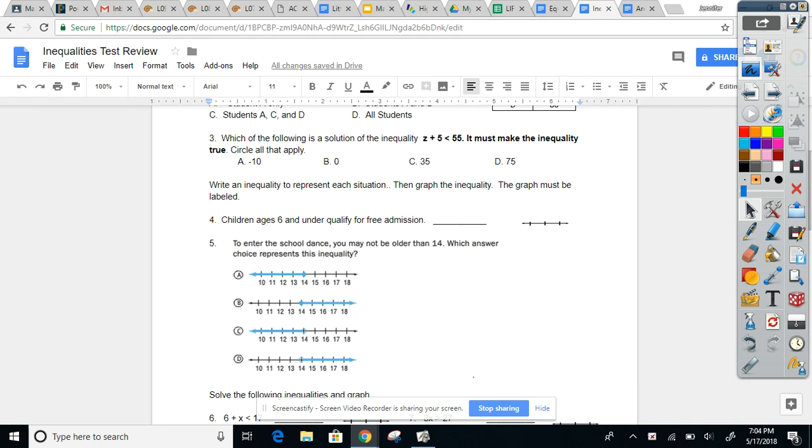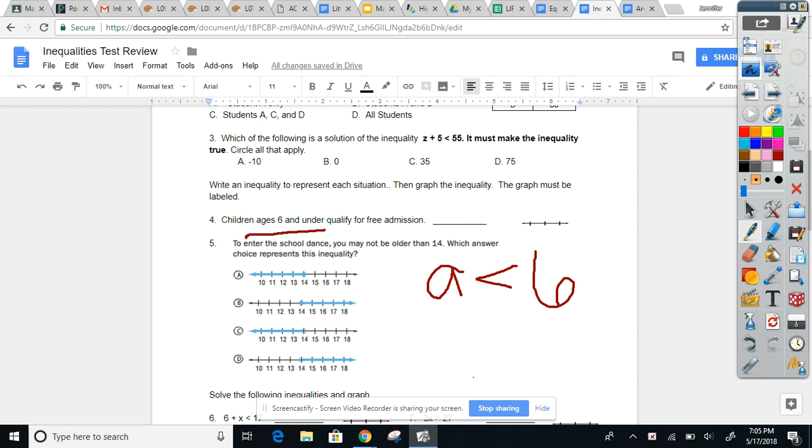Okay, for the next one, it says write the inequality to represent each situation, then graph the inequality. It says children ages 6 and under qualify for free admission. Do I know exactly how old the child is? No, so I'm going to use a variable. So the child's age, it says you must be 6 and under for free admission. So the age of my child has to be less than 6. But hold on. It says the child's age must be 6 and under.